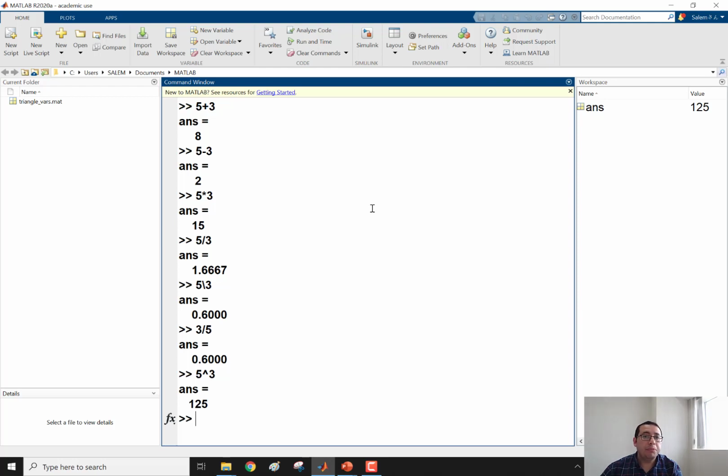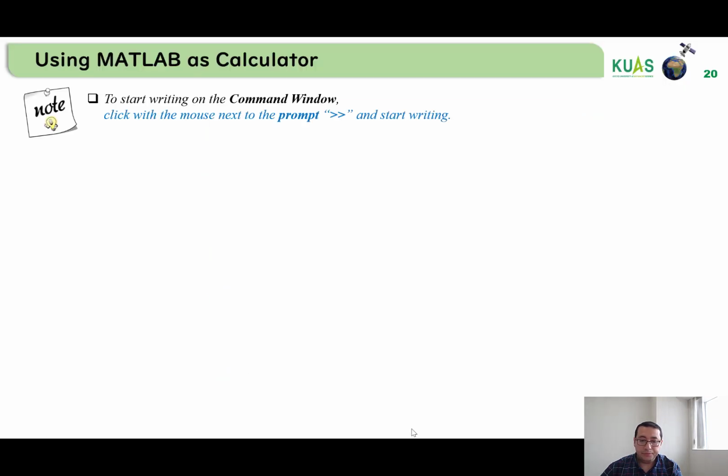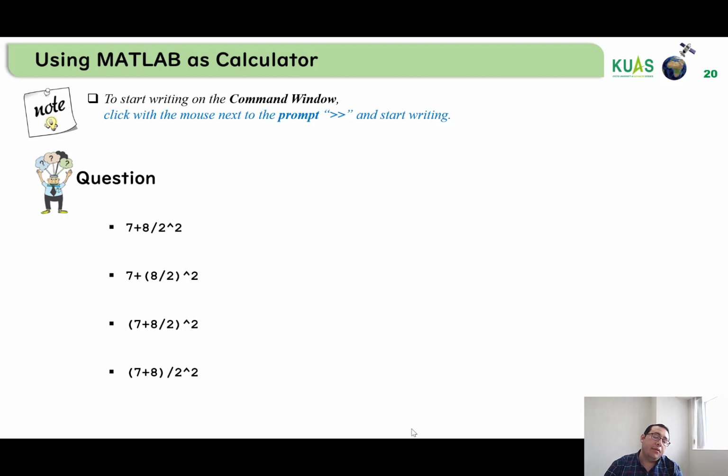Let's go back to the presentation to check what other things we have. For our question, if you check these formulas, for example, 7 plus 8 divided by 2 to the power 2, all four formulas are the same. The difference is we use parentheses. For example, here there are no parentheses. Here we use parentheses between 8 and 2. Here we use parentheses in this range. Here we use parentheses between 7 and 8.